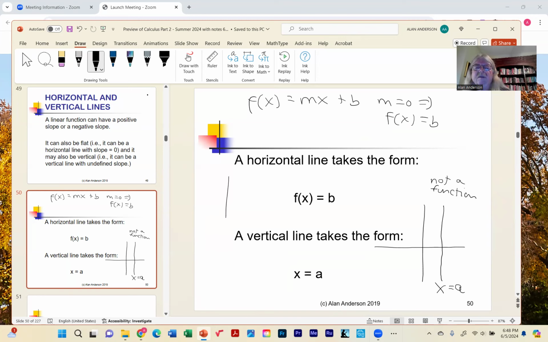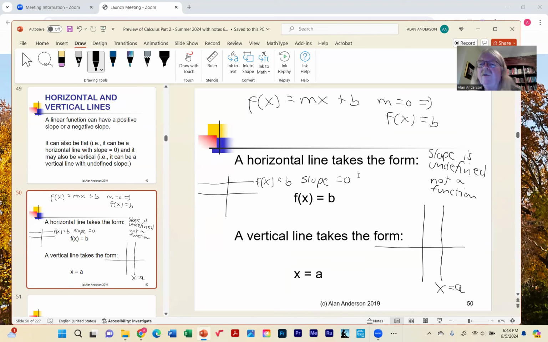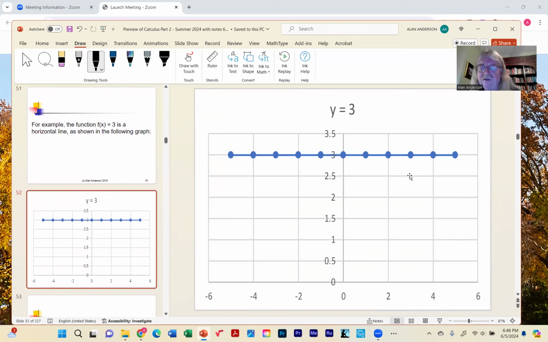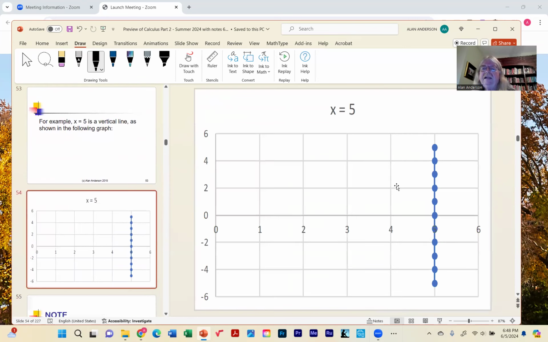Okay, and here we simply have, so here the slope is 0, and here the slope is undefined. All right, we've already talked about this, but it's good review. So there's y equals 3 rather, and here's x equals 5.